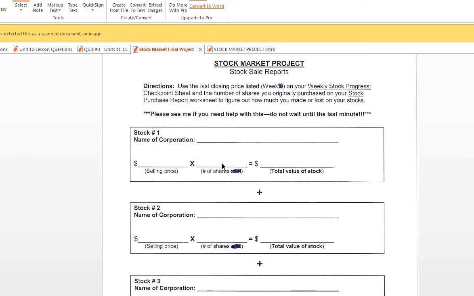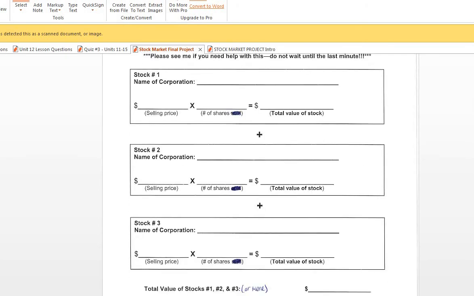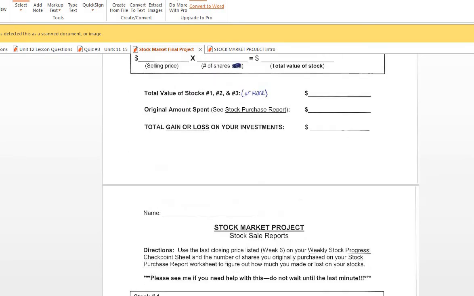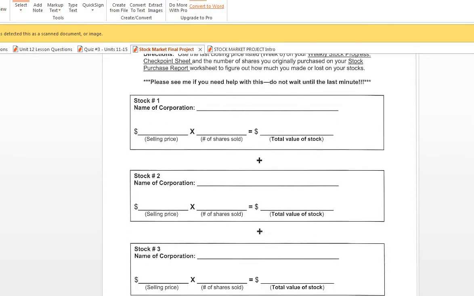So your selling price, how many shares you're selling, which are all of them, just for the purpose of this, you're selling all of them so that you can get an idea of how much you gained and lost over that 4-week period of time. So the selling price, and then the number of shares that you purchased is the number of shares that you will be selling, and what that total is. You're doing that for each of your 4 stocks, and this only has a spot for 3 of them, so then you have a 4th page to put your 4th.